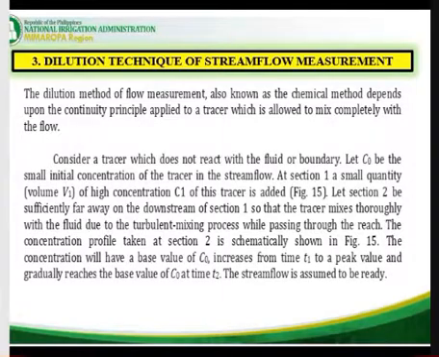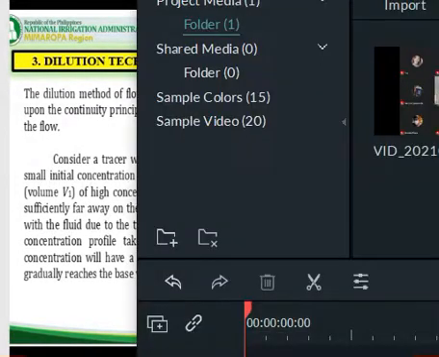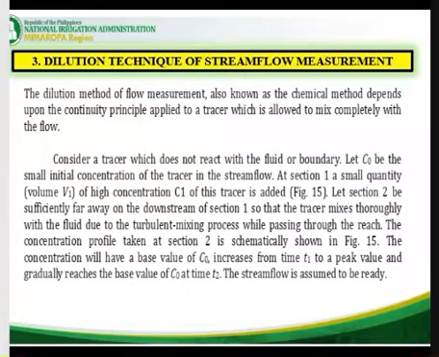Dilution technique of stream flow measurement. The dilution method of flow measurement, also known as the chemical method, depends upon the continuity principle applied to a tracer, which is allowed to mix completely with the flow. Consider a tracer which does not react with the fluid or boundary. Let C0 be the small initial concentration of the tracer in the stream flow.